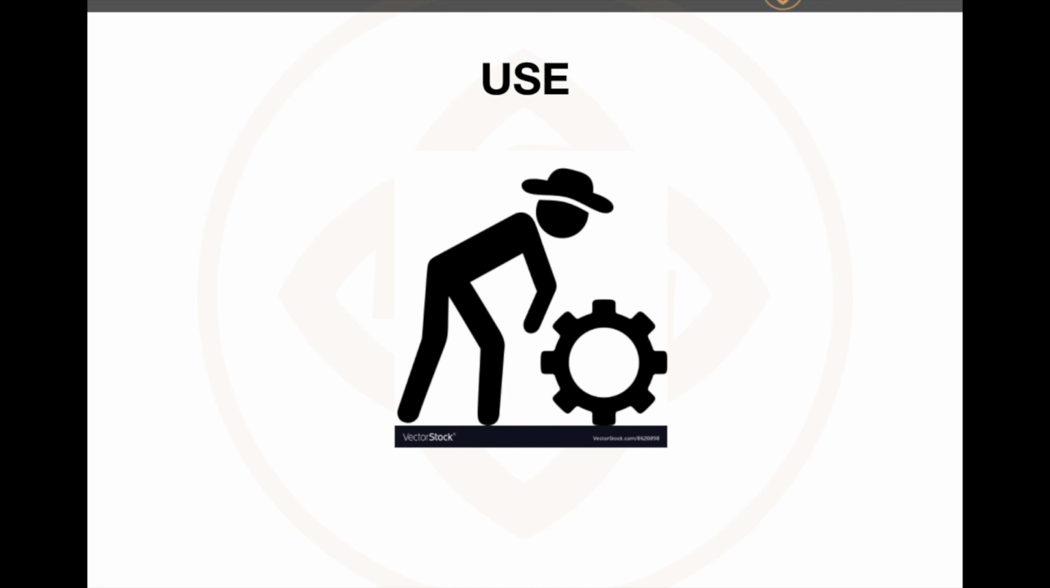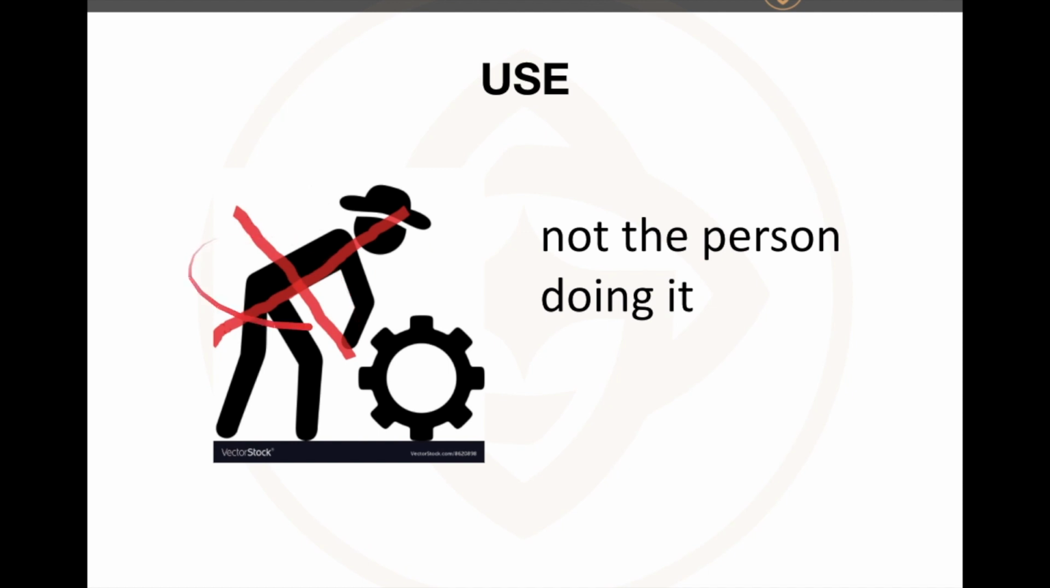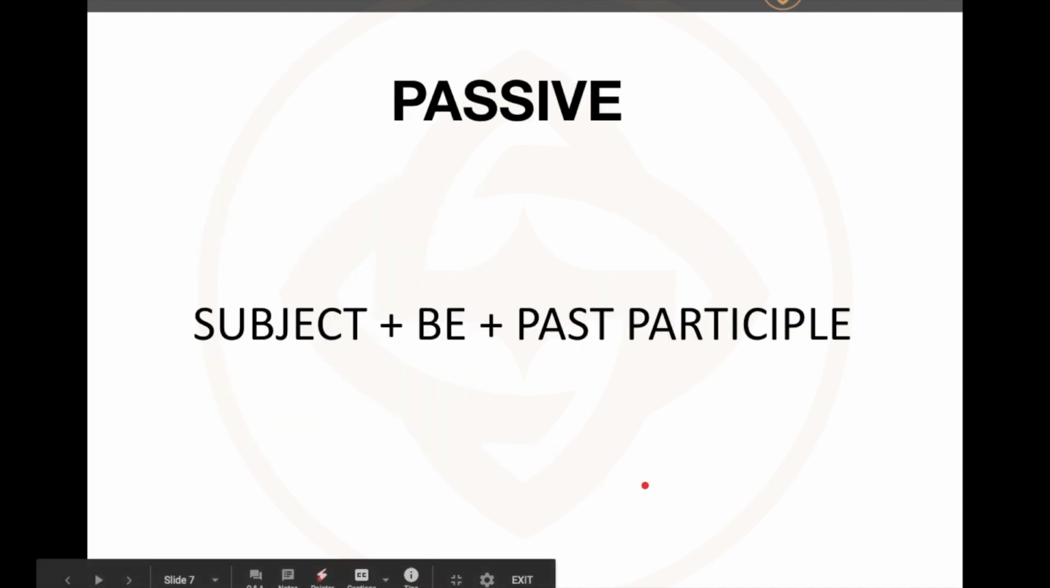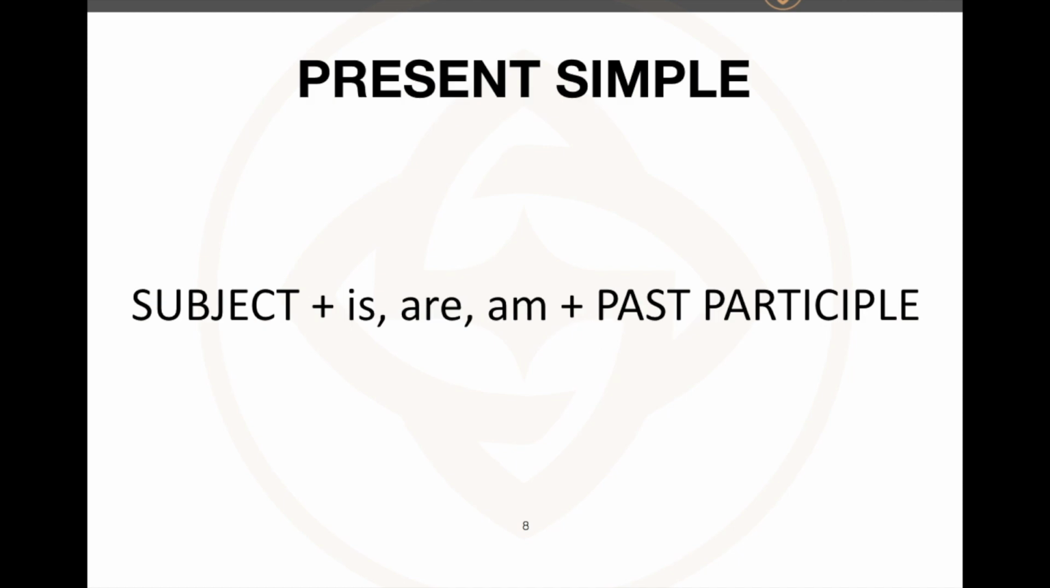And here you can see a man doing an action. So we, as I said before, focus on the action, not the person doing it. Here's a magic formula of all passive sentences. We use first subject, be, and past participle. Past participle is the verb third form. Now, let's look at the formulas for each tense.